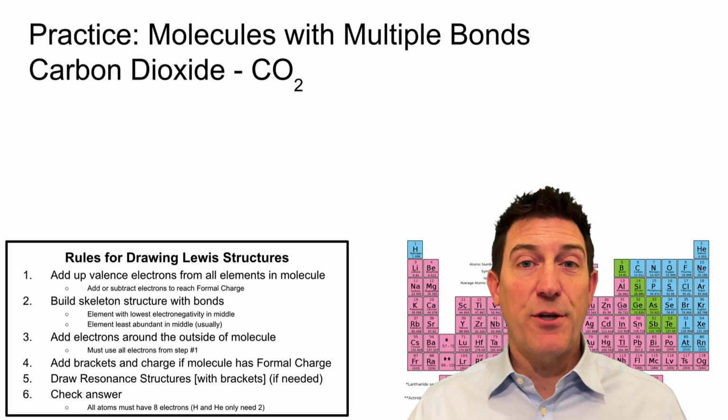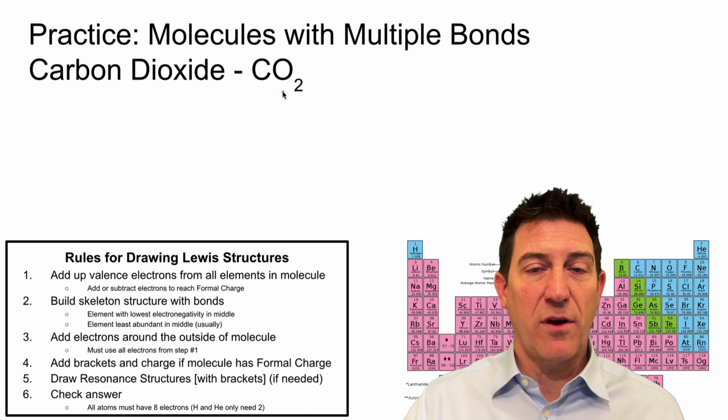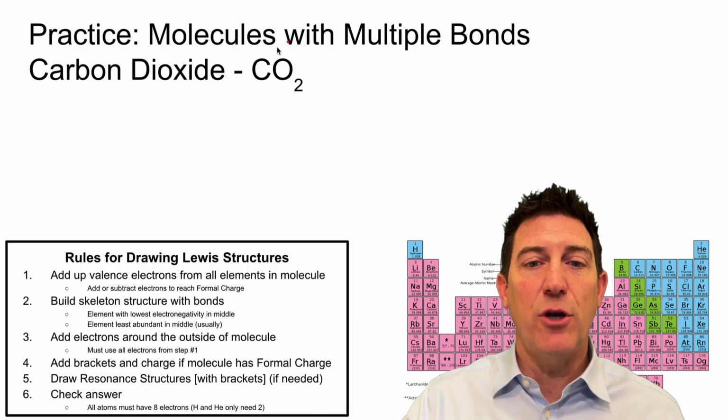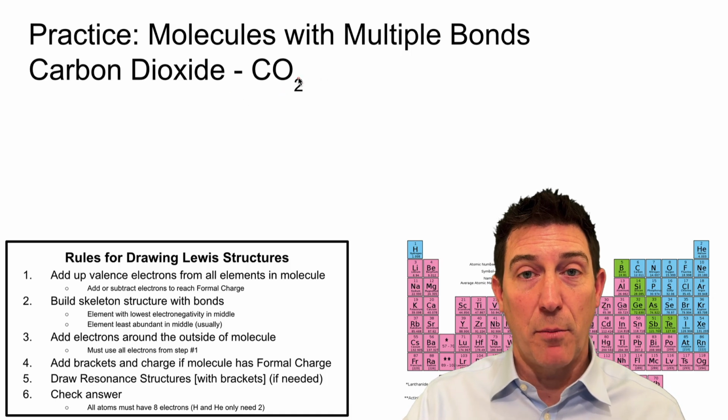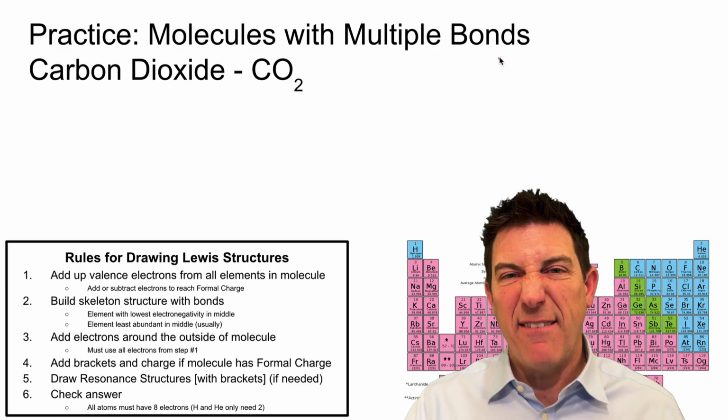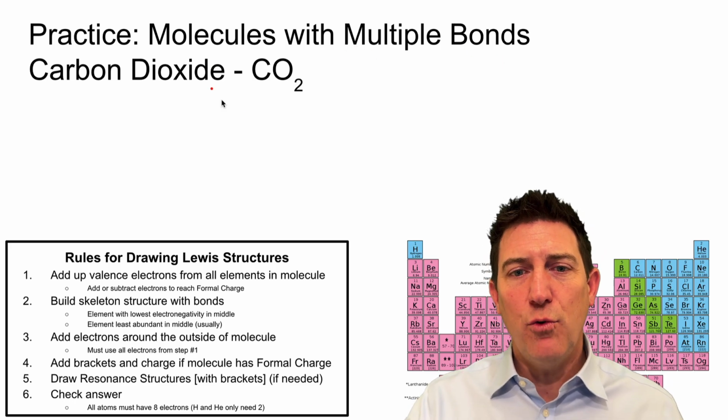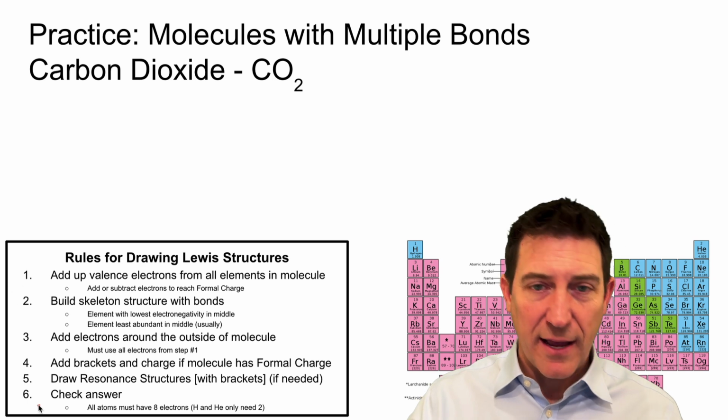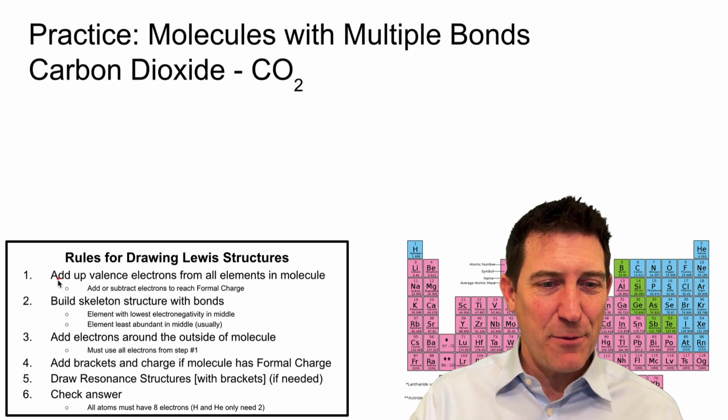The best way to learn is to do a practice problem. We're going to start with carbon dioxide. Now, you have no idea if carbon dioxide has multiple bonds in it or not, except I gave you a hint up here, right? But you wouldn't need to know. If you follow the steps, you'll get to the right answer. Let me show you how.